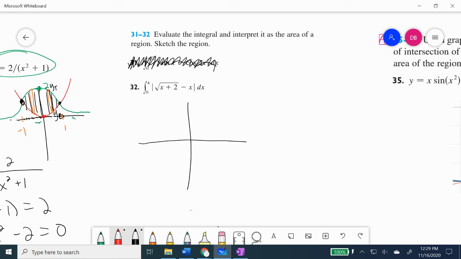So I need to draw the graph of y equals, let me color code this, the square root of x plus 2. Let me do a better job circling. And the other y is x, so that I can see the subtraction of those two functions. The square root of x plus 2, when I draw it, is the square root graph moved left 2 units.